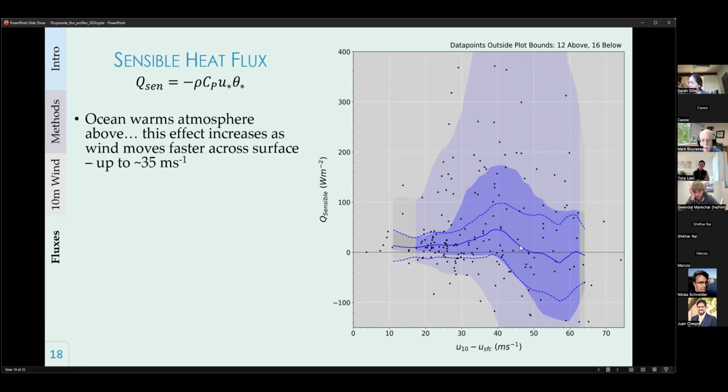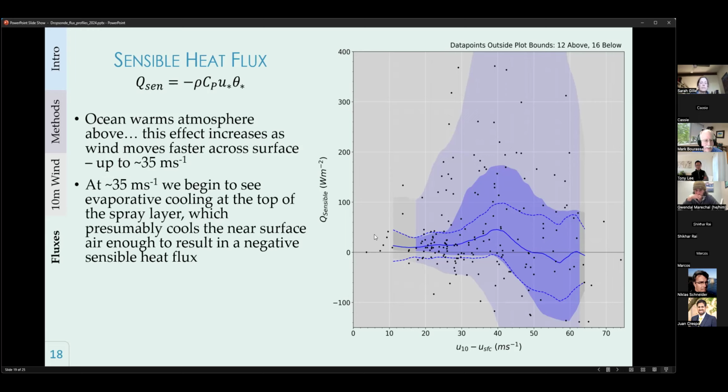And you get a reduction in the heat flux because the apparent ocean surface, which is the top of the spray layer and not the ocean surface, is cooler than it was, and it starts to reduce the sensible heat flux. So that way of powering storms decreases as we get into this higher wind speed range. That's really exciting.